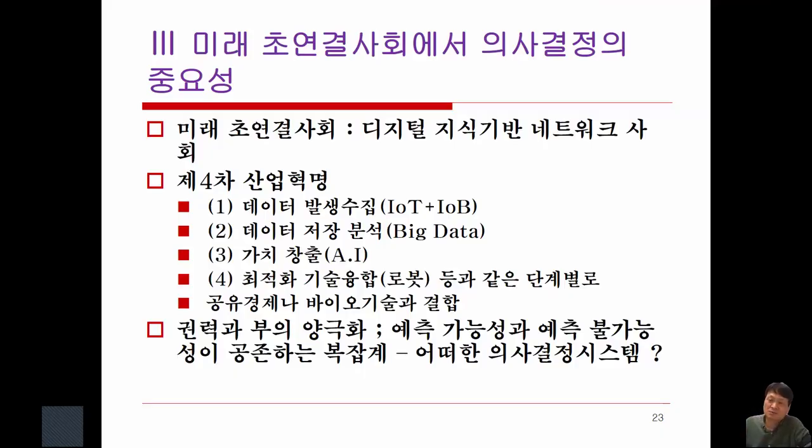자, 제4차 산업혁명에서 보면 데이터의 발생 수집 단계부터 사물인터넷, 그죠? 인터넷 오브 띵스, 그리고 빅데이터에서 데이터를 저장하고 분석하고, 또 AI를 통해서 가치를 창출하고, 최적화 기술을 융합한 단계별로 점점 발전해 올 텐데요. 그럴 때 공유 경제나 바이오 기술, IOB라는 것이 바이오 기술이거든요. 이런 걸 결합하면 어떻게 될 거냐라는 건데, 유토피아가 될 수도 있고 디스토피아가 될 수도 있다는 거예요. 즉 권력과 부가 양극화가 되면 디스토피아가 될 거라는 거죠.